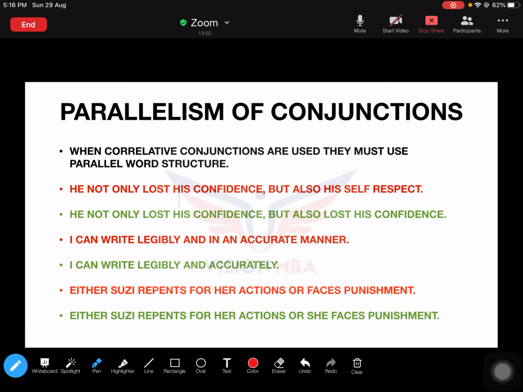Moving on. Parallelism of conjunctions. Now, what is a conjunction? Conjunction is a word or group of words that joins two words or two sentences.